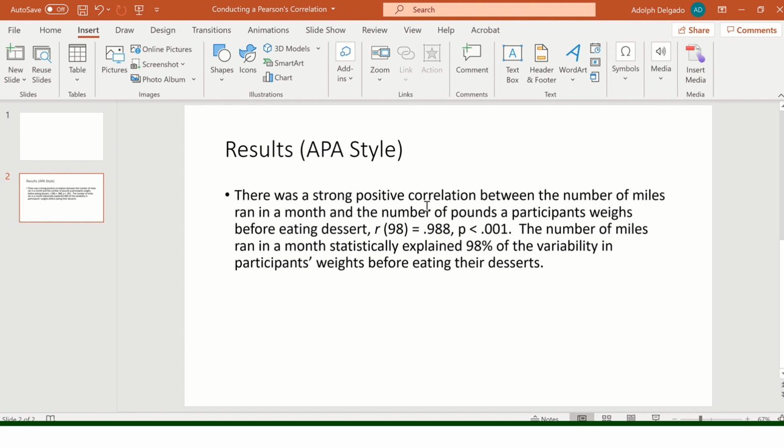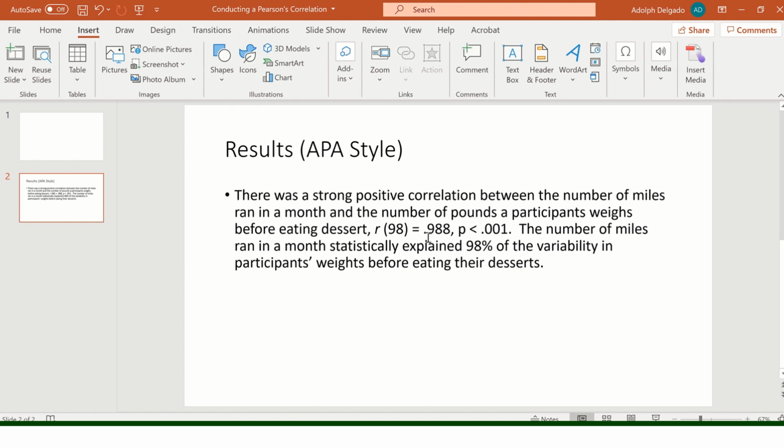There was a strong positive correlation between the number of miles ran in a month and the number of pounds a participant weighs before eating dessert. 98 is our degrees of freedom because our total N was 100. 100 minus 2, 2 being the two independent variables, leaves us 98. And as I mentioned, our Pearson's R is 0.988.